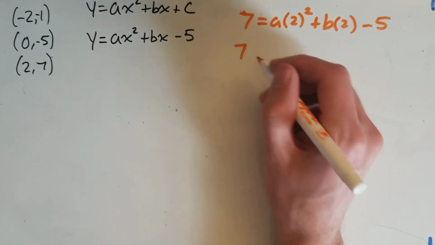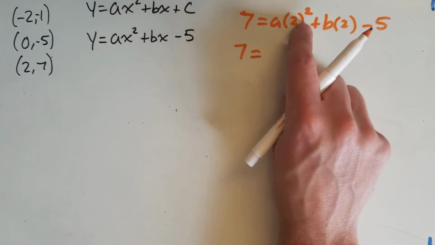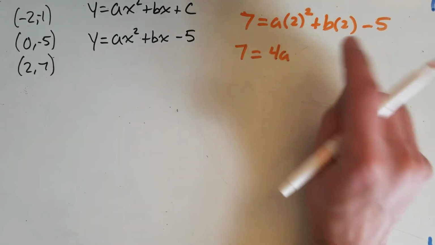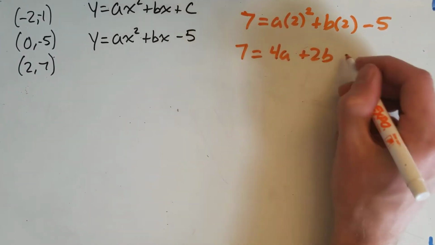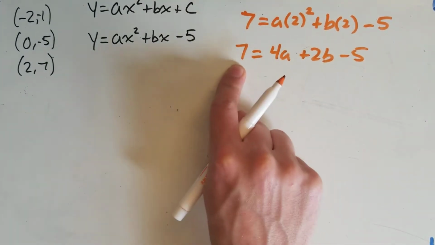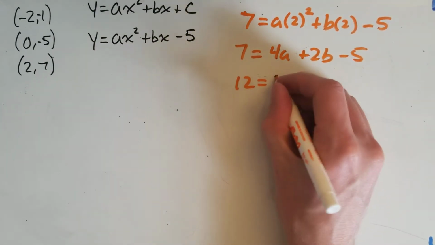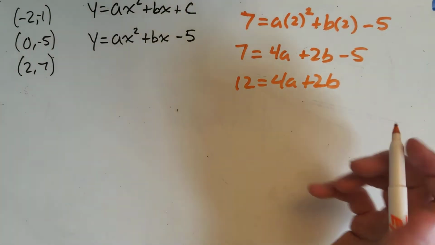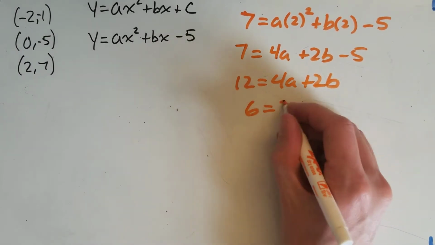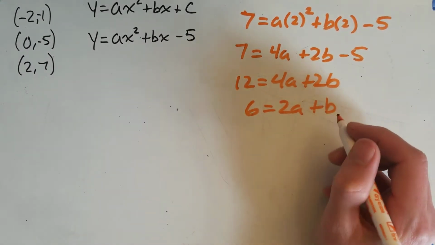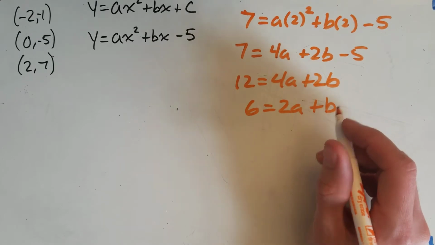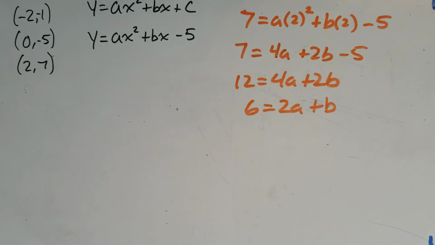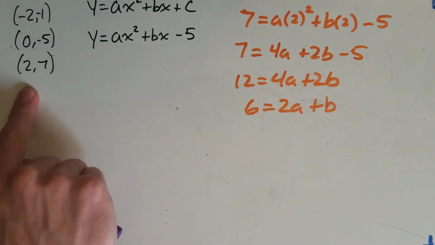So we can just simplify this. 7 equals 2 squared is 4, so it's a times 4, which I'm just going to write as 4a. b times 2 is 2b, and we have the -5. Now I'm going to bring the 5 over to the other side, so we have 12 equals 4a plus 2b. Divide everything by 2, so we're going to have 6 equals 2a plus b. And there's really nothing else that we can do with this one yet, but this is an equation that we can use. And we use the last point to make that equation.